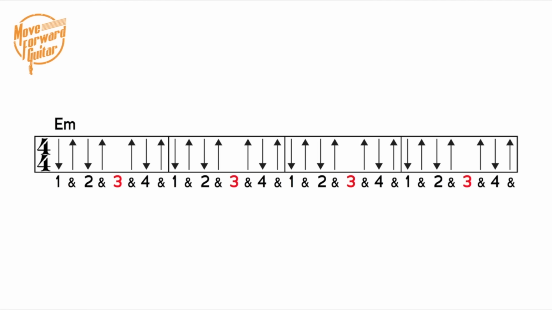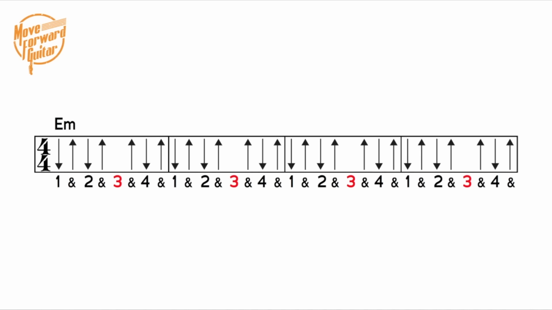to count it. So for example, with this one, we've left out the third downstrum, but I would still count that 3. I would still count 1 and 2 and 3 and 4. And it's just I might count the 3 softer, or I might just count it in my head, but I need to know where that 3 is because that's part of the pulse. That's one of the beats in this rhythm because we're in 4/4 time.